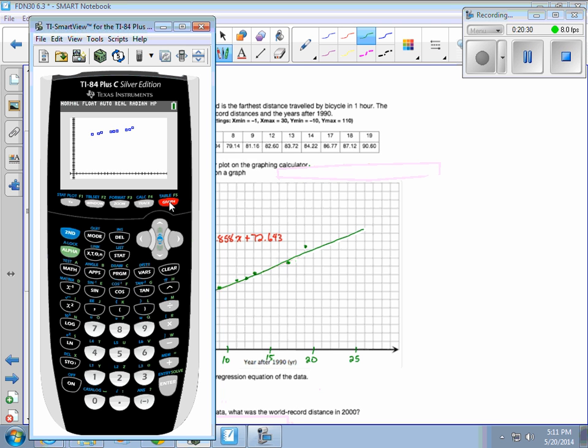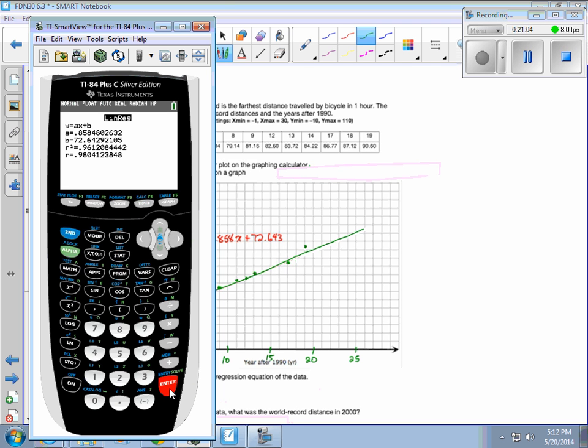Now we want to do our line of regression. So we press our stat button. We want to calculate. We want line of regression. List 1, list 2, so just hit your enters. Okay, so there we have 0.858, which you have over there, and 72.64, we rounded to a 3.